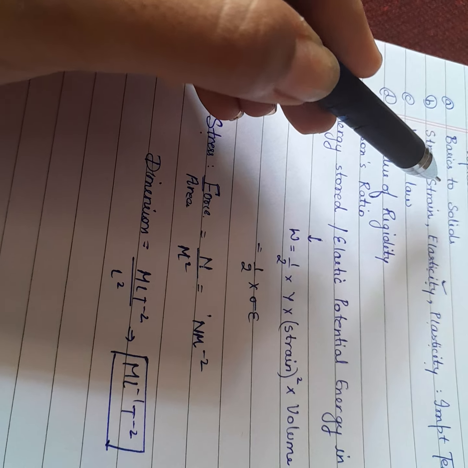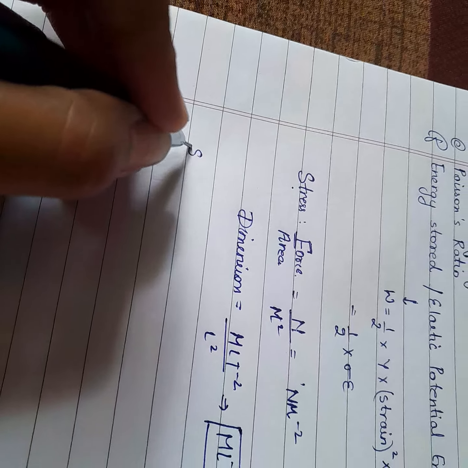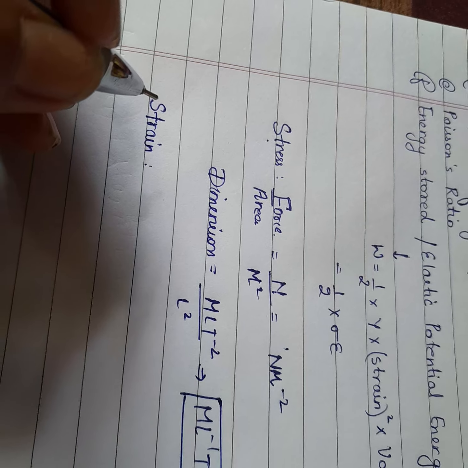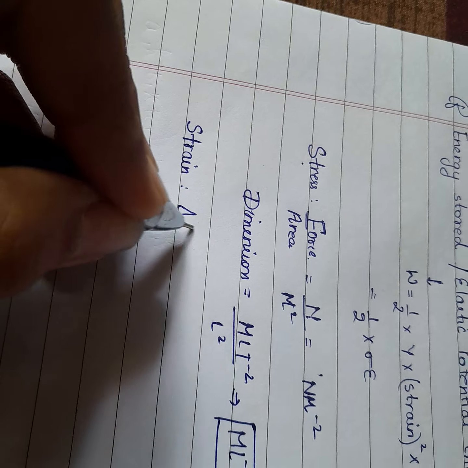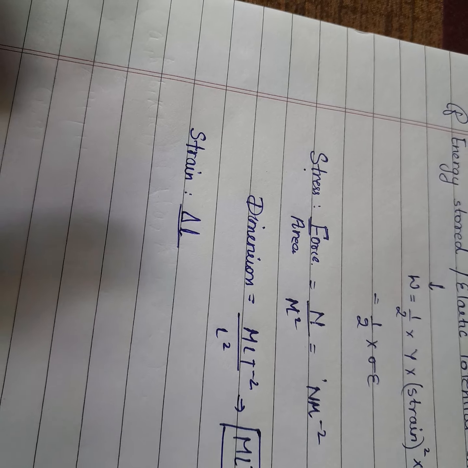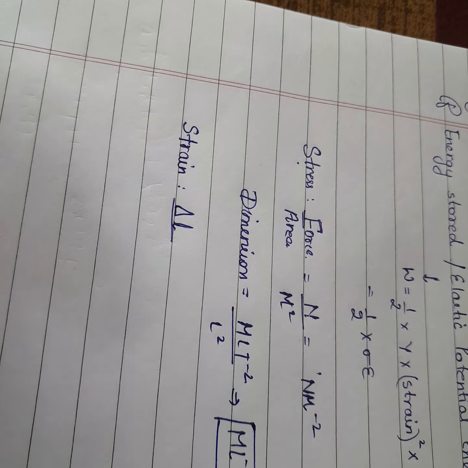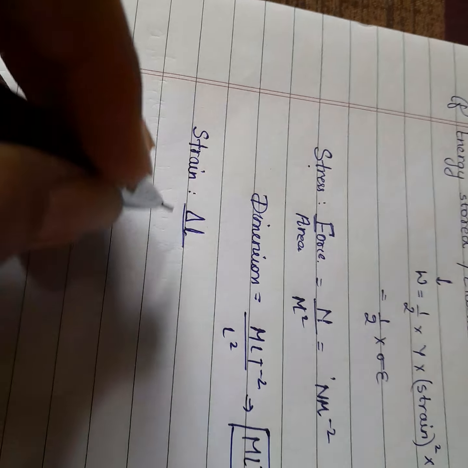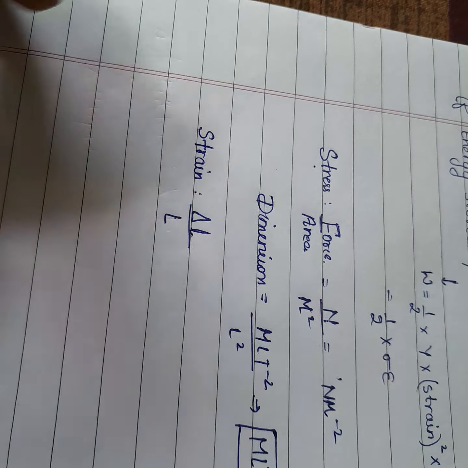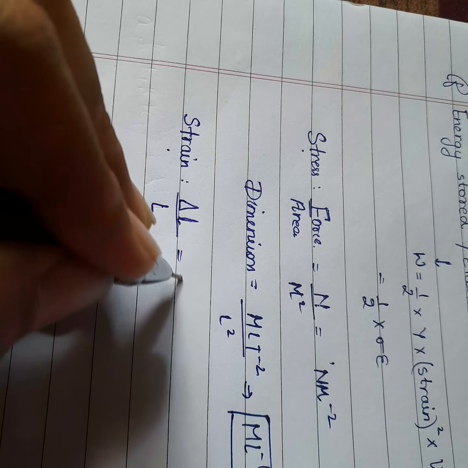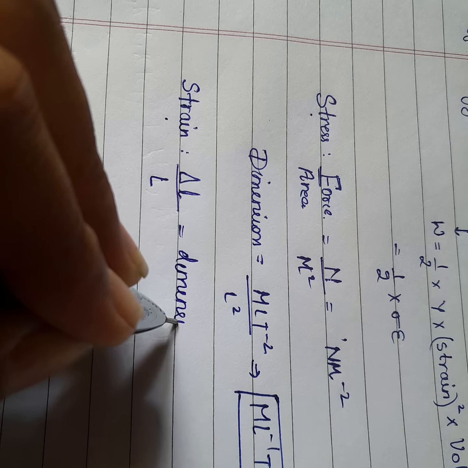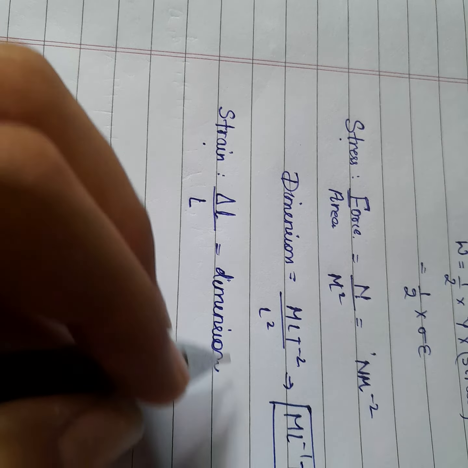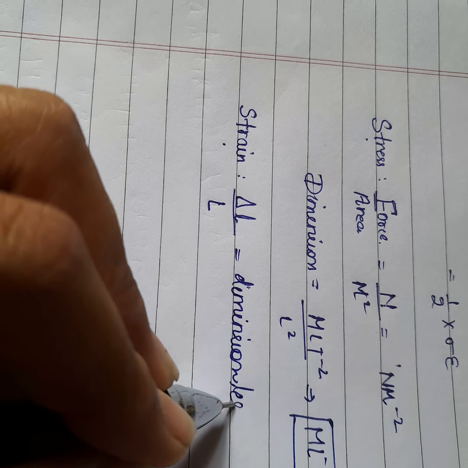And after that, moving to strain. Not exactly the same thing, but it is defined as the elongation or compression in the length after applying force to any object, divided by the original length of that object. This is the formula of strain. This is a dimensionless quantity, because both have the same dimension, so they cancel each other.